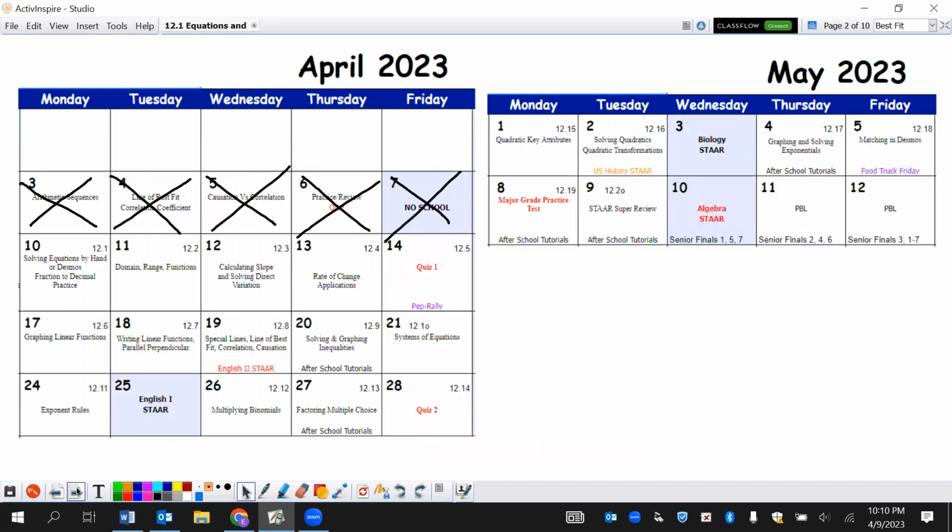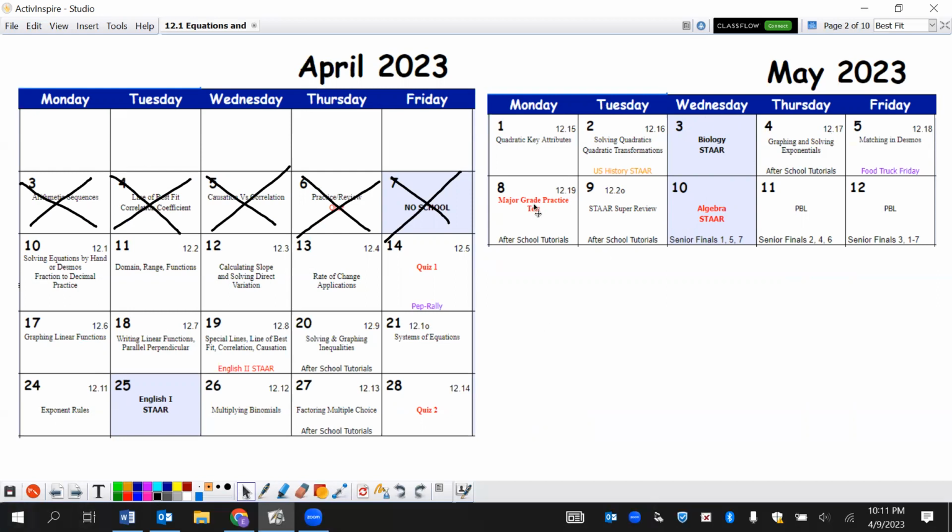One of the papers that you picked up today is a calendar for April and part of May. And on this calendar, you can see what we are going to be reviewing each day, and what days we're going to be having quizzes. So this Friday, the 14th, is going to be your first quiz, which is going to be over all the things that we review this week. The next quiz after that is going to be on the 28th, quiz number 2. That's going to be about all the topics we reviewed this whole 3 weeks.